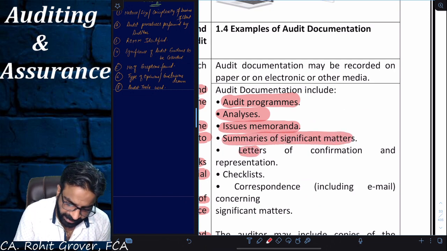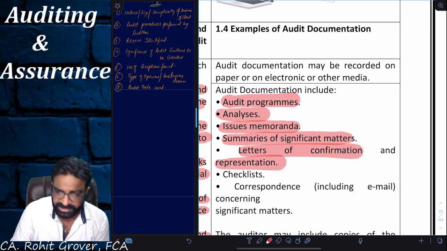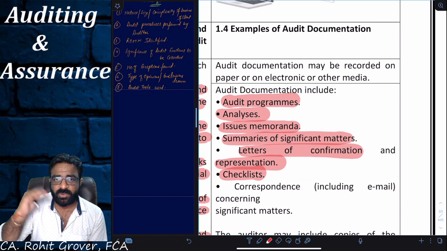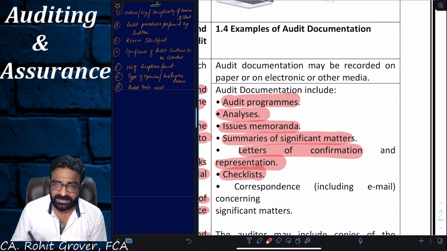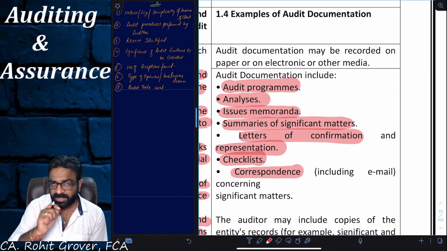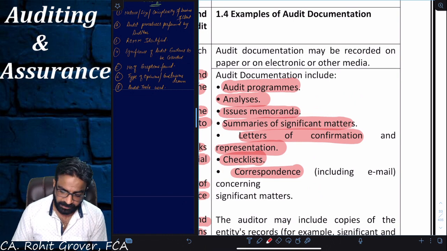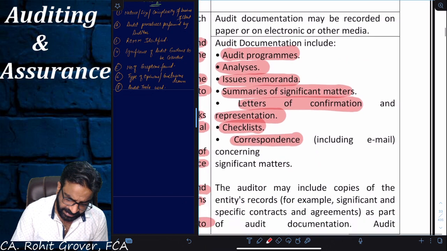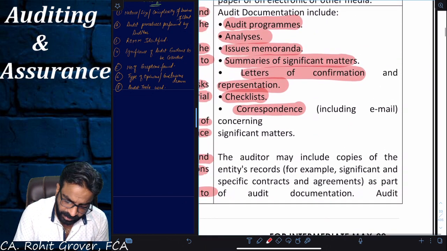Can I document my confirmation letters and representation letters? Yes. Can I document my list of things which I'm going to verify at my client's place? Yes. Should I document my correspondences, means communication, which you are doing with your client via email or any case? Yes. Auditor may include a copy of entity's records also.